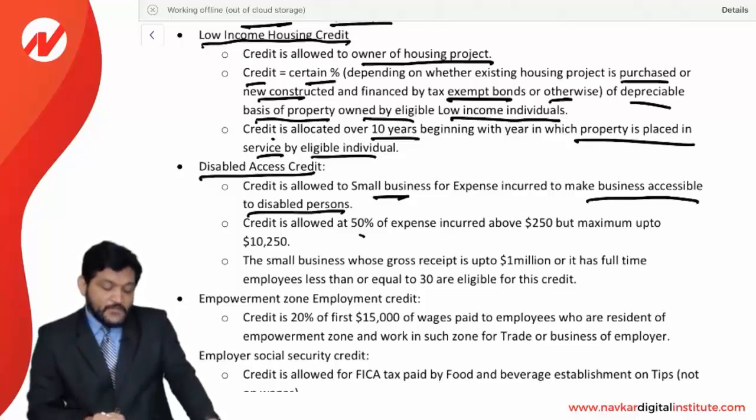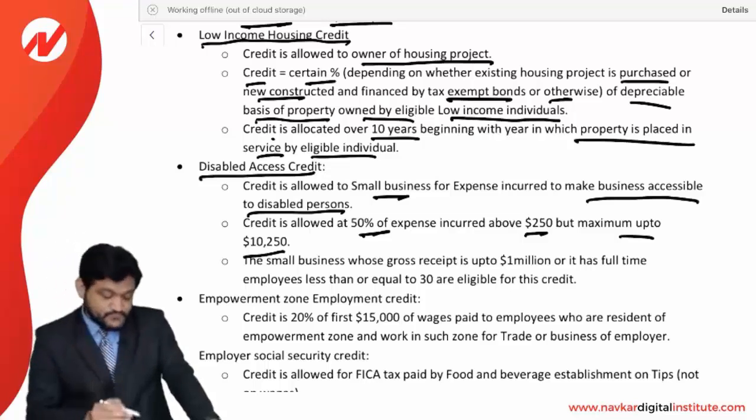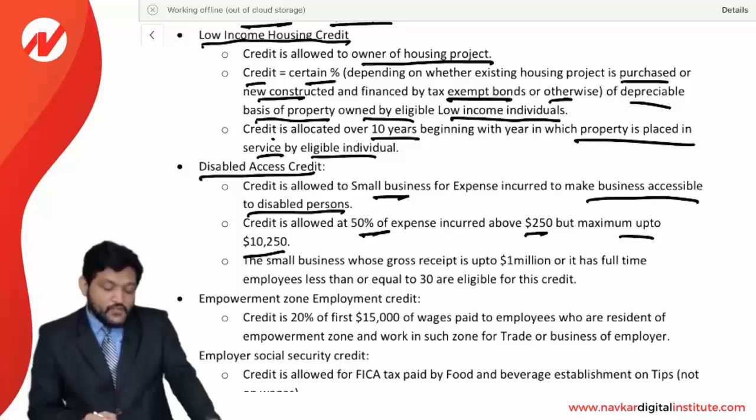Credit is allowed at 50% of the expense incurred above $250 but maximum up to $10,250. So expense allowed is above 250 but up to 10,250. So it means 10,000 of the expense is allowed and you will get a credit of 50% of the expense incurred. A small business whose gross receipts are up to 1 million, or which has full-time employees less than or equal to 30, is eligible for this credit.